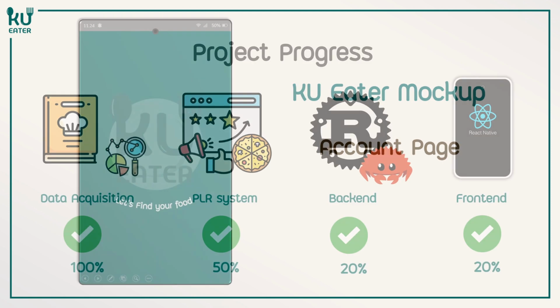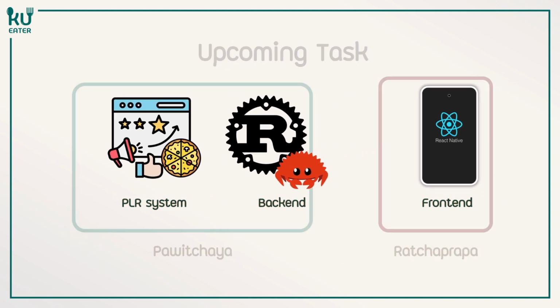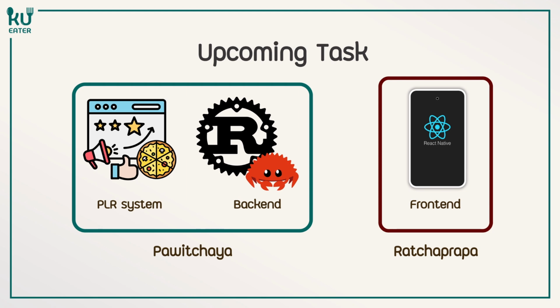And the last part, we're going to talk about our project planning. Now we have already finished 100% of the designing and data acquisition part, and we are working on the development part, but Pawitchaya will focus on our recommendation system and backend part. And for me, Ratchaprapa, I will focus on developing the front end part.